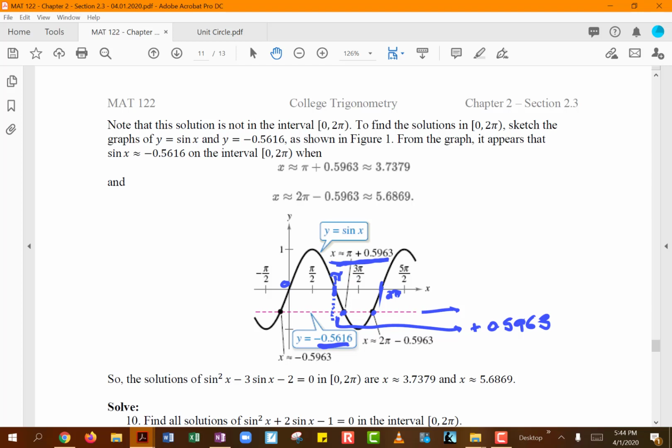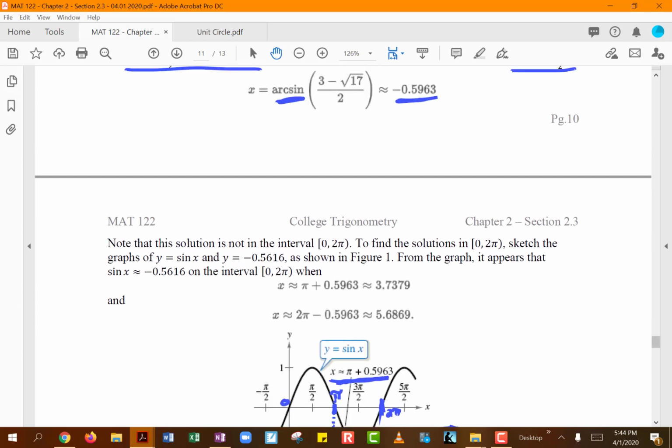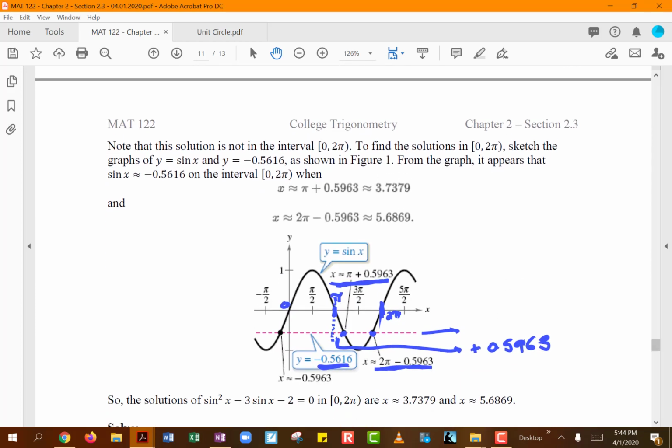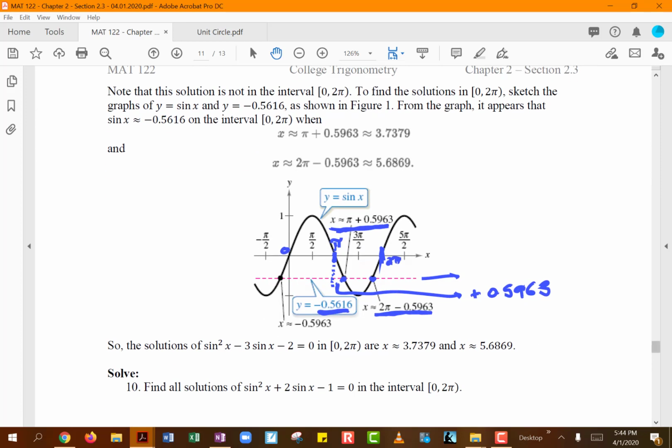For my second point, which is crossing the pink line, again with respect to 2 pi, since that is to the left of 2 pi, you need to subtract. That's why you are subtracting that little distance of x of negative 0.5963 from your 2 pi to get your x. So that's actually where this answer that you got, 0.5963, is coming from to help us find these 2 points. So those are going to be your answers.